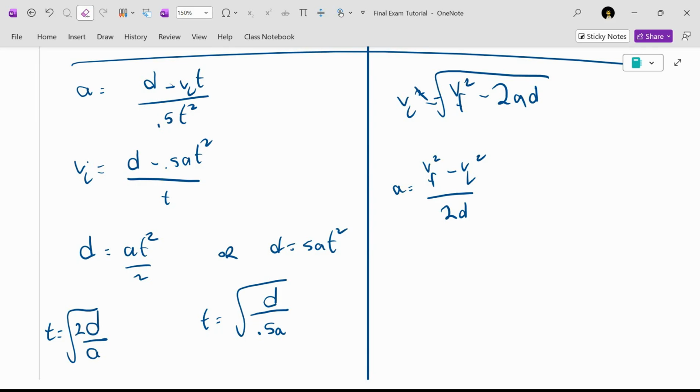Getting the D by itself was really similar because the A and the D are kind of in the same location of the equation. The VF squared would drop down like a domino. It would be minus VI squared. It would divide by 2A all over D.